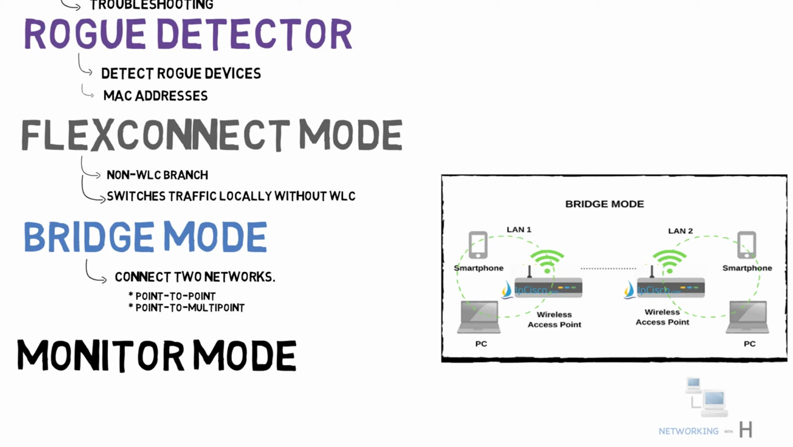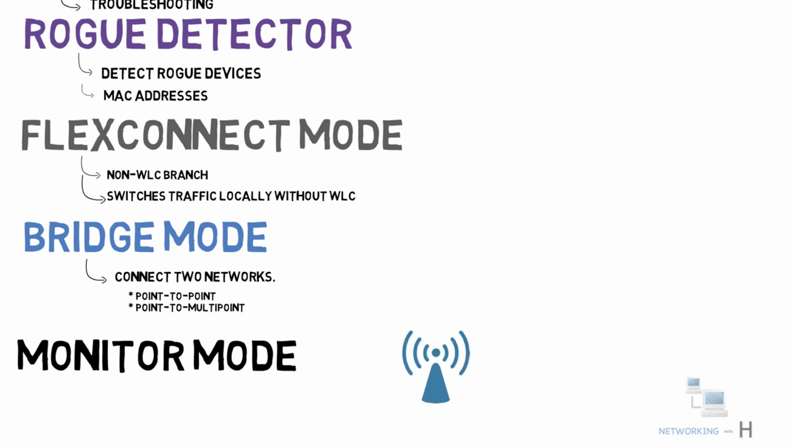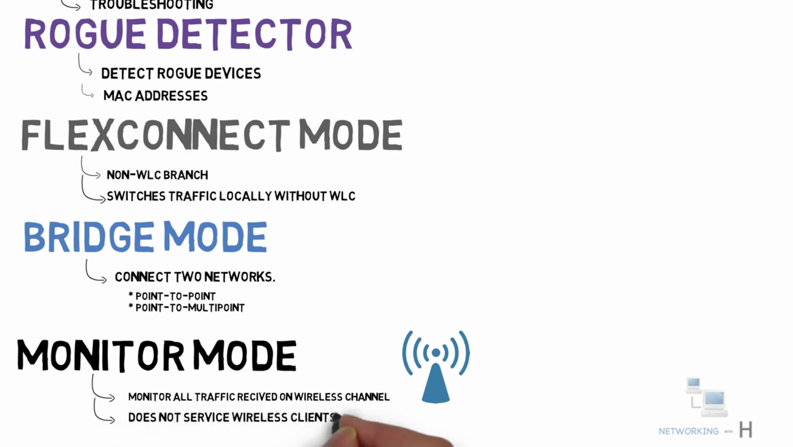And the last mode we have is monitor mode. Monitor mode allows an access point to monitor all traffic received on a wireless channel. The monitor mode works by sniffing the packets in the air without associating or linking with any access point. An access point in monitor mode does not service any wireless clients. A monitor mode access point scans through every configured channel once every 12 seconds.